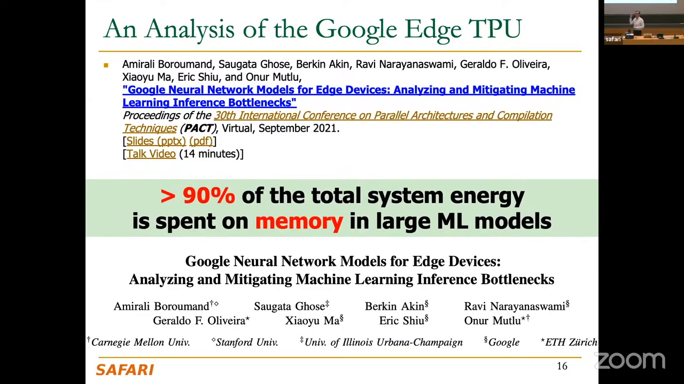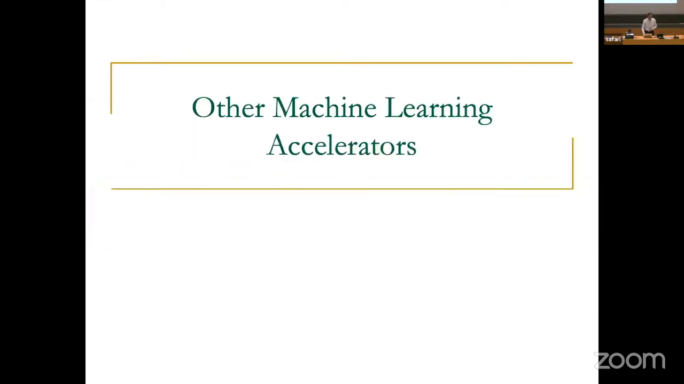You can see that all of these chips are increasing their memory bandwidth, making memory more expensive, increasing their memory capacity, yet they still need more memory. So in large machine learning models, especially for example, long short-term memories, transformers, etc., basically more than 90% of the entire system energy is spent on memory. Okay, we'll get back to that.